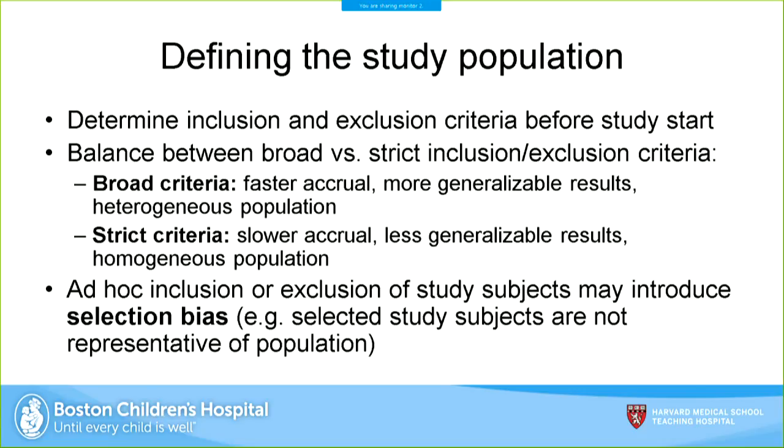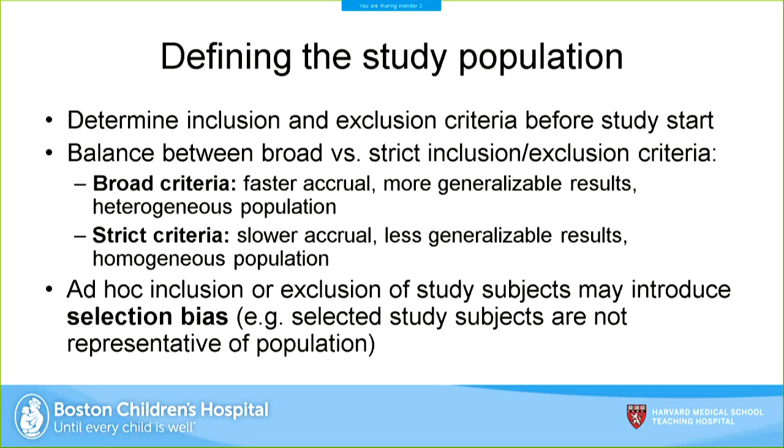So with defining your inclusion and exclusion criteria, generally there's a balance between broader, more general inclusion versus a very restricted set of inclusion criteria. So if you have broad criteria, you're going to be able to accrue your subjects more quickly. Since you're looking at a broader population, the results are more likely to be generalizable. But you're going to end up with a more heterogeneous population when you go analyze it.